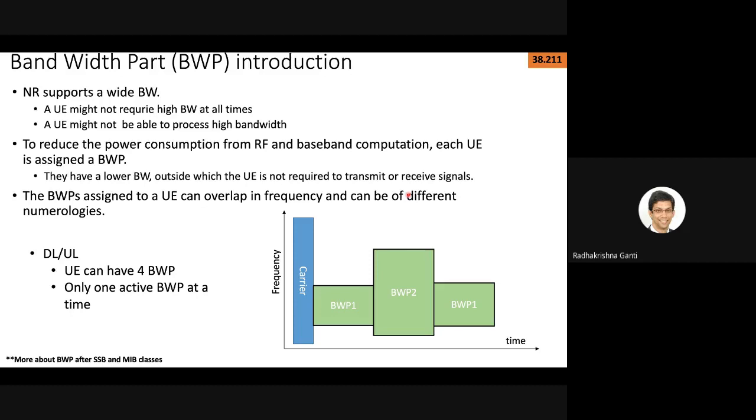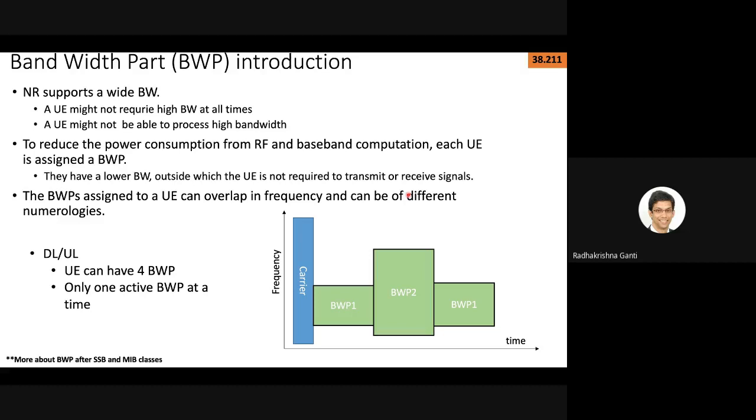If you have to do 100 megahertz bandwidth, what is going to happen is the DAC and the ADCs have to run at least at 100 megahertz. Okay, so that may be computationally expensive. If you buy an expensive phone, maybe it's easy, but otherwise the phones might become expensive, and it may also consume more power.